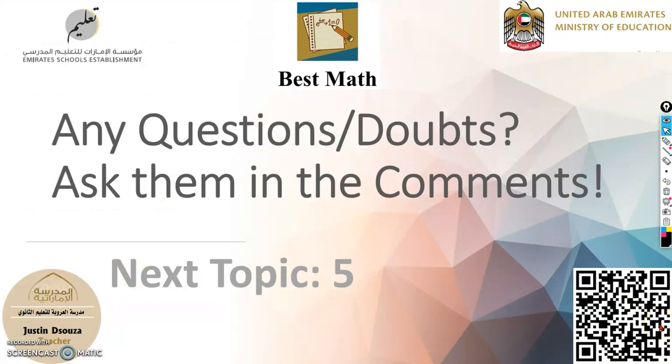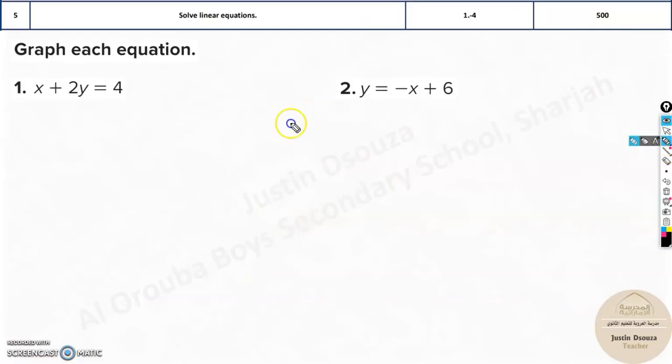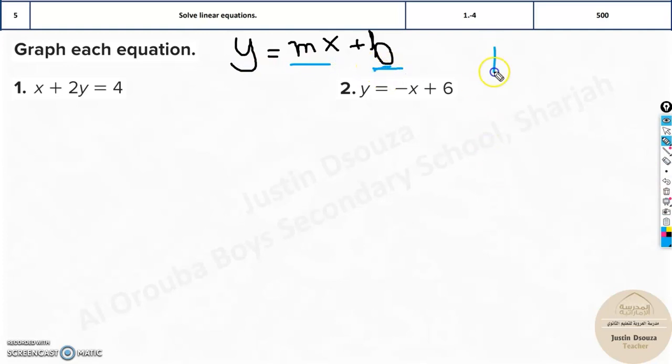Topic number 5 is another basic topic. It is about graphing. Now, this is the equation x plus 2y equals 4. It's a linear equation. How do you graph it? So you need to remember this equation, y equals mx plus b. I'm sure you've come across this many times. This is the slope-intercept form, where this value m is the slope, b is the intercept, the y-intercept.